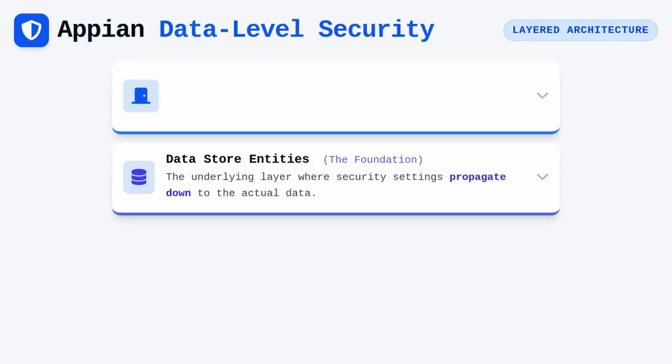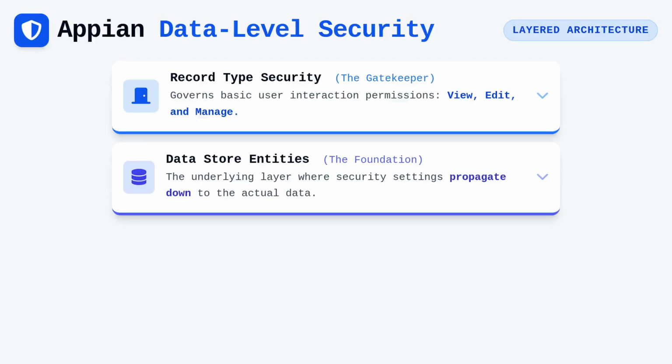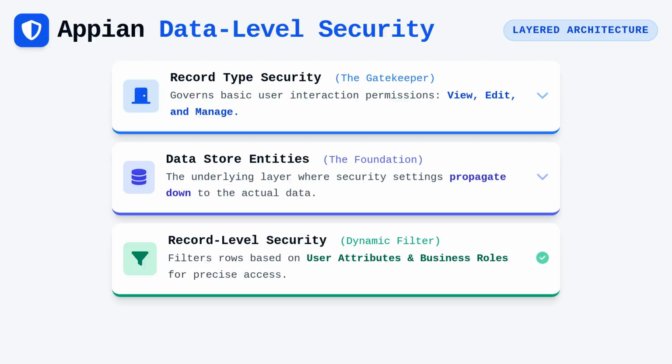The Security tab of a record type acts as the gatekeeper for user interaction, determining who can view, edit, or manage the data records themselves. It is rarely sufficient to rely on basic visibility. Instead, we implement record-level security to filter rows based on user attributes or their specific business roles.